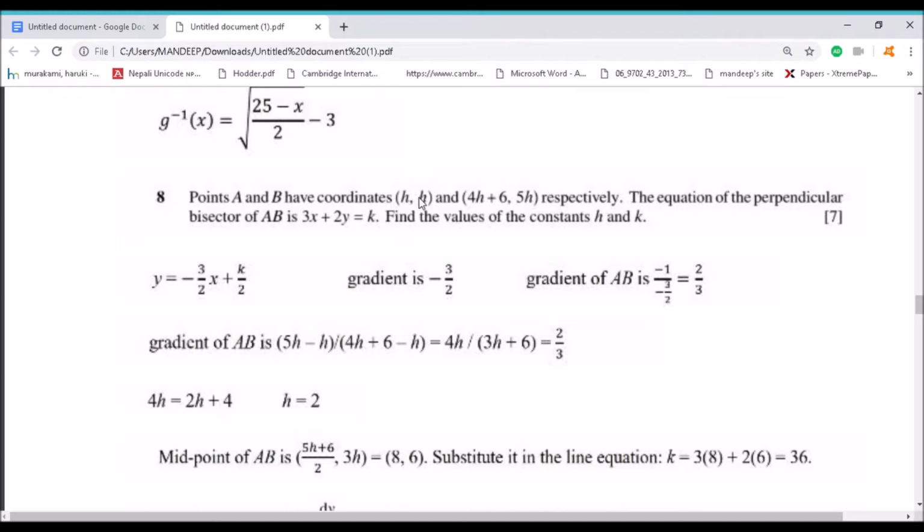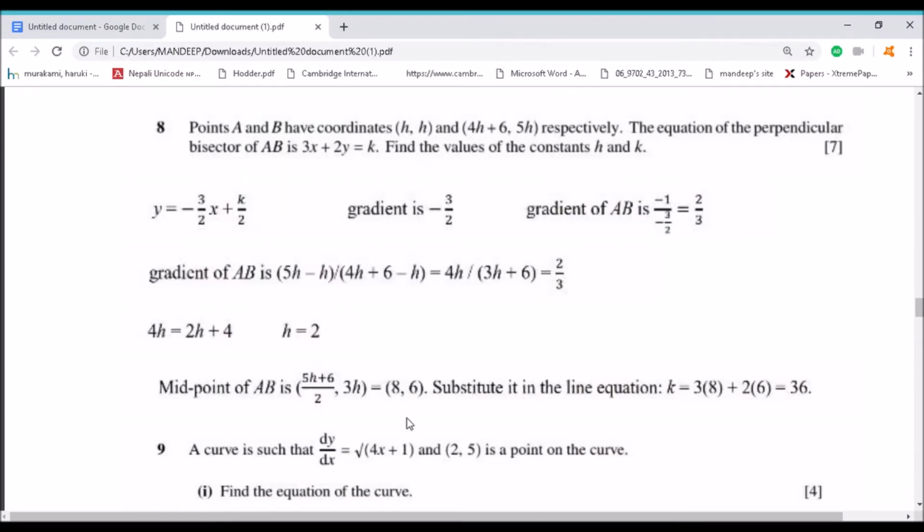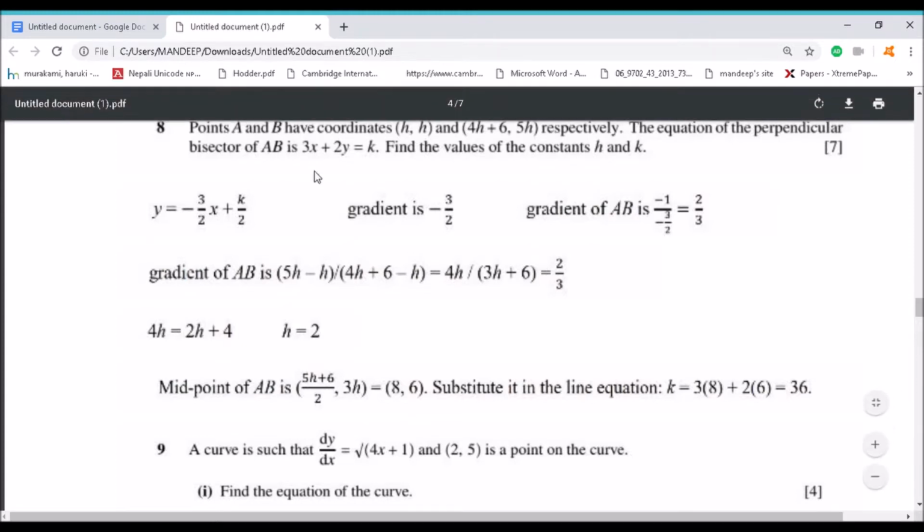Now we place the value of h here, 2, and (4 times 2 plus 6, 5h), and we get the midpoint of AB, which is going to be 8 and 6, and we have to find the value of k. So we replace the value of the midpoint in this equation, so it's going to be 3 times 8 plus 2 times 6, so k is going to be 36. So we have k and we have 7 marks in your pocket.